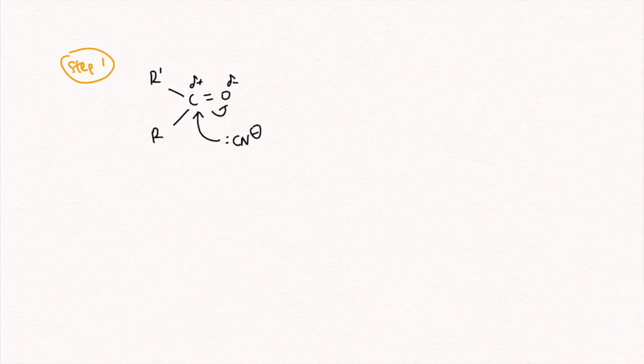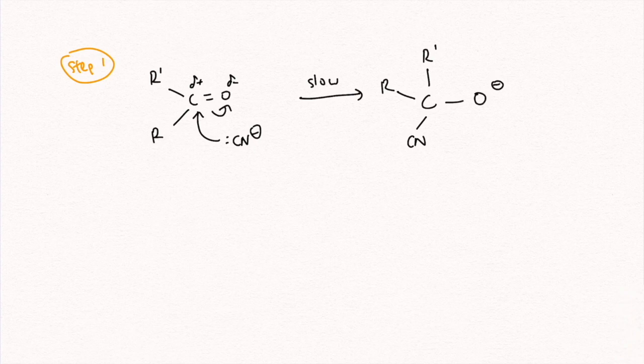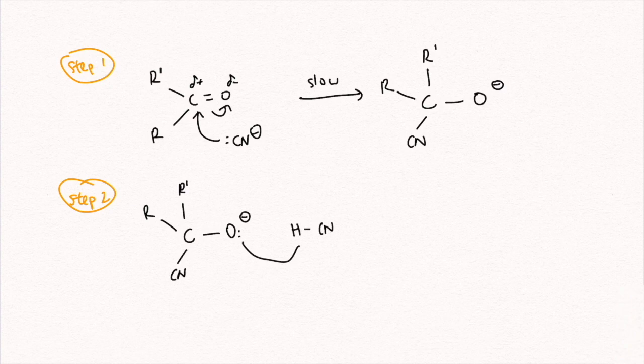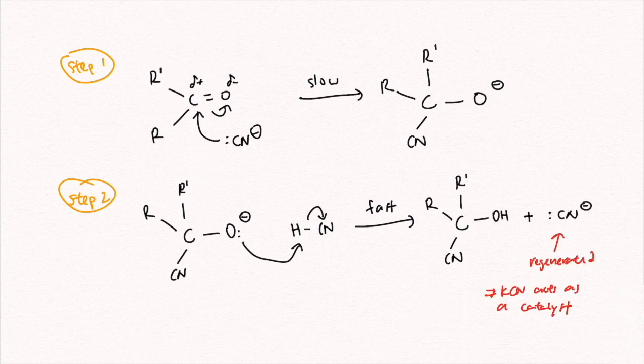For the first step, the CN- ion acts as a nucleophile and attacks the electron-deficient carbonyl carbon. The electron pair of the carbon-oxygen pi bond is then repelled towards the electronegative O atom. This results in the formation of an intermediate anion. This is the slow step. Once we produce our intermediate anion, in the second step, the lone pair on the negatively charged O atom would then attack the undissociated HCN in order to produce our cyanohydrin and also regenerate our catalyst. This is the fast step and completes the reaction.